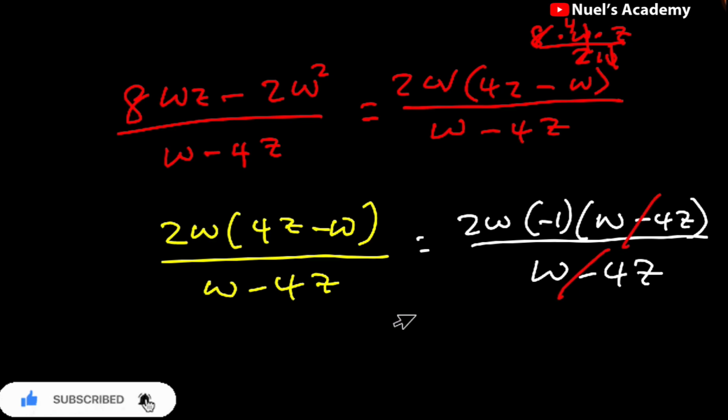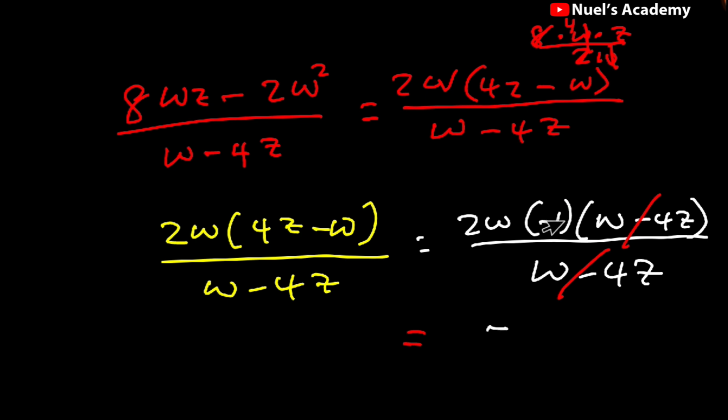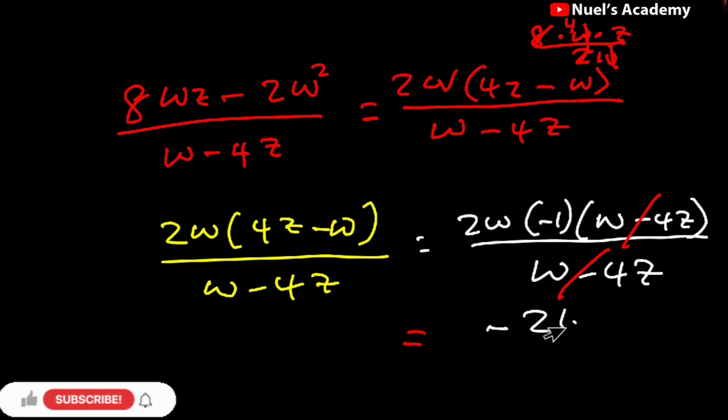This and this will cancel. We'll be left with minus 1 times 2w, which is minus 2w. So this is the answer to this question.